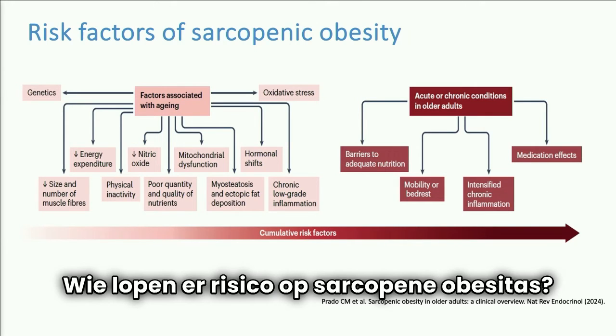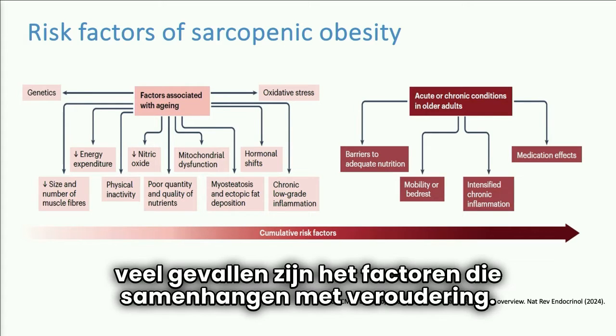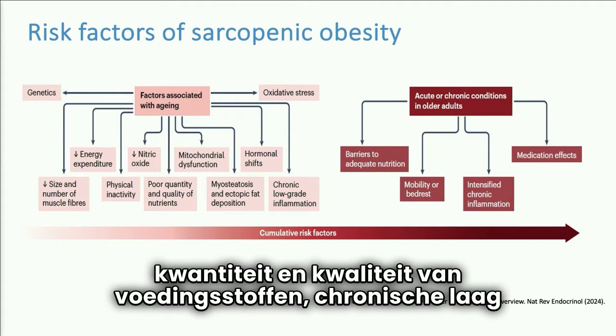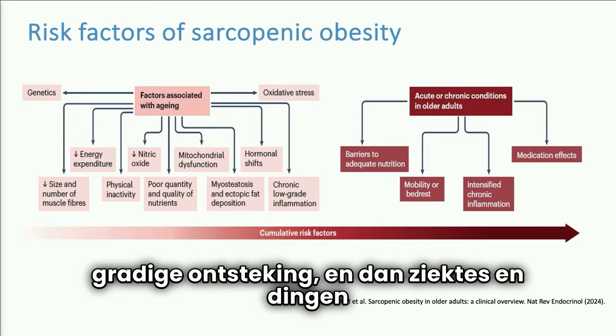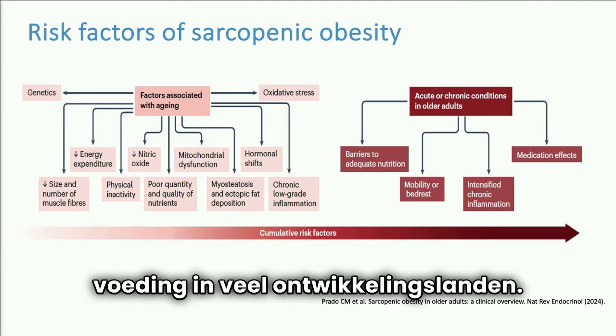Who is at risk for sarcopenic obesity? The people at risk are older people, because in many cases there are factors associated with aging. And you see here physical inactivity, poor quantity and quality of nutrients, chronic low-grade inflammation, and then disease and things that happen to you, including barriers to nutrition in many underdeveloped countries.